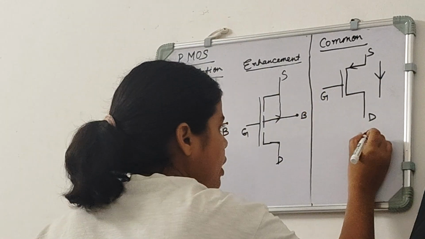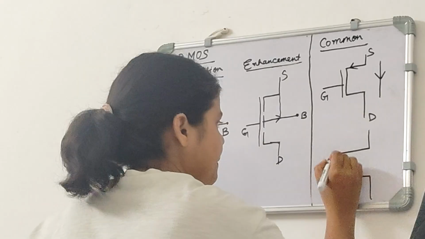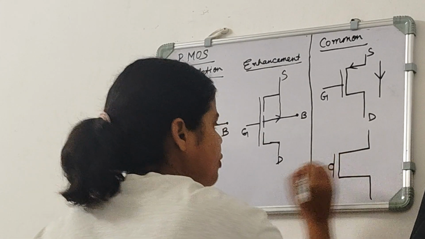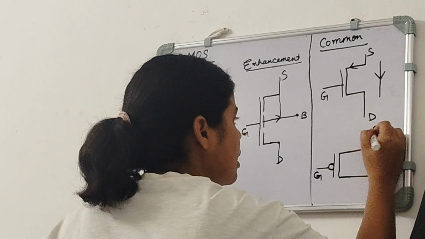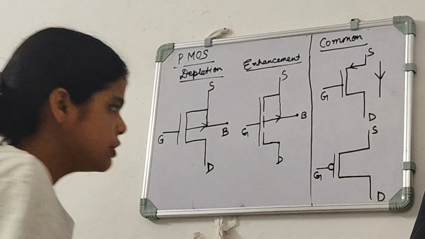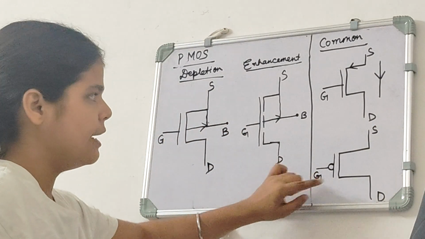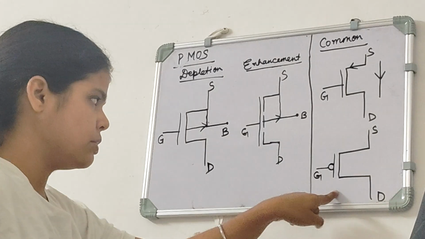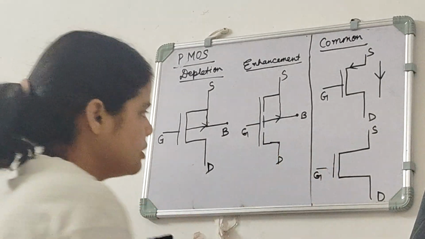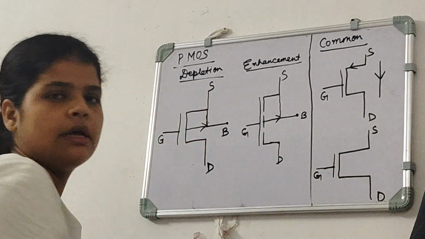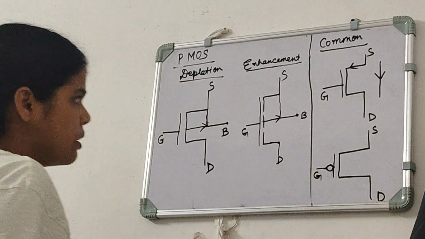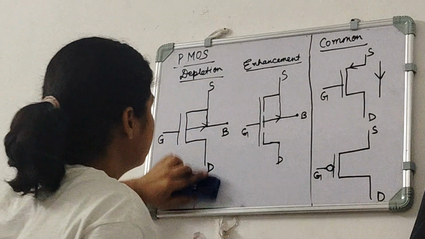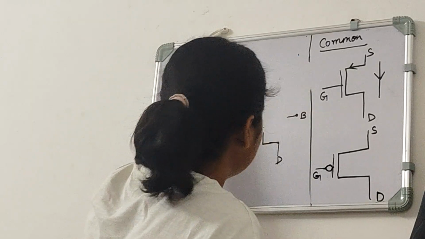And if we talk about another symbol, it will be like this. Here we will draw a circle, and the presence of this circle says that it is the symbol for PMOS, and if we just remove this circle, then it will be NMOS. So this is the symbol for NMOS and PMOS.